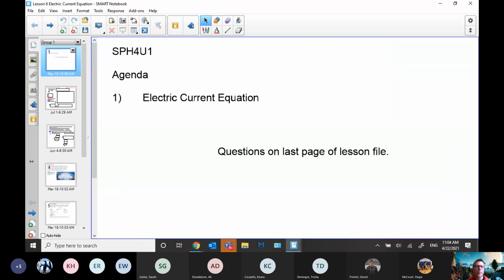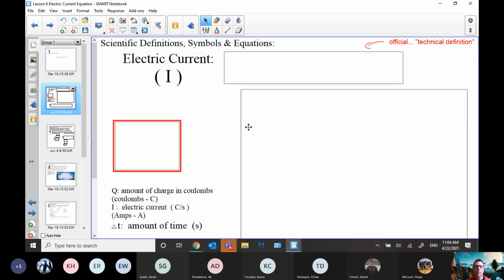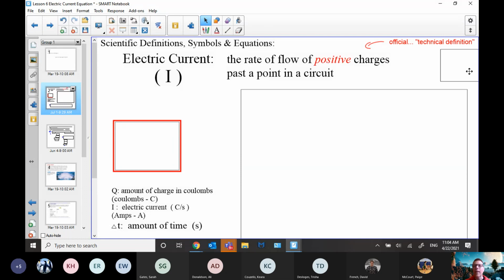All right, here we go. So you have a handout for this one, electric current, and it's probably the same as what we had before. But oh yeah, this is the technical definition part, right? So the conventional or the official technical definition is: current is the rate of flow of positive charges past a point in a circuit.